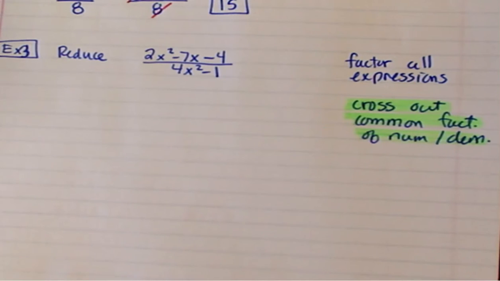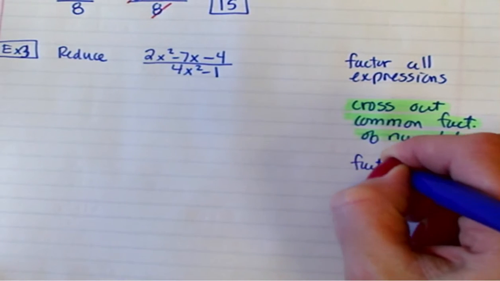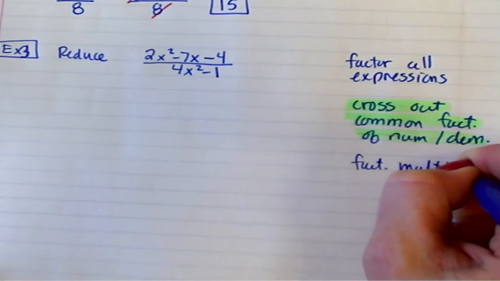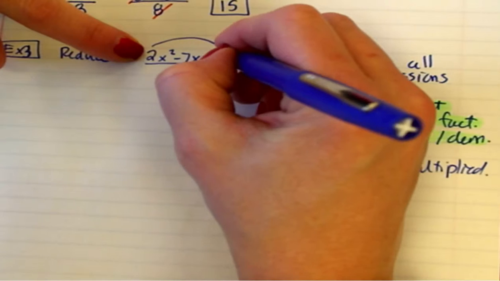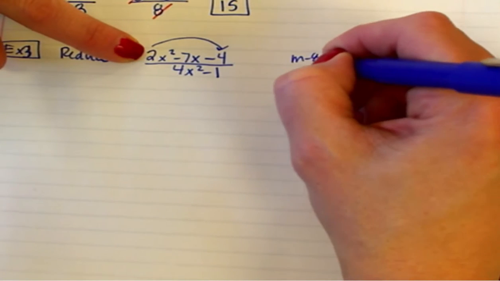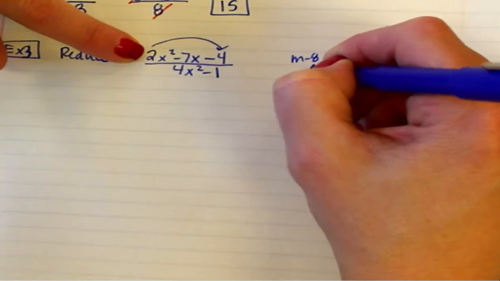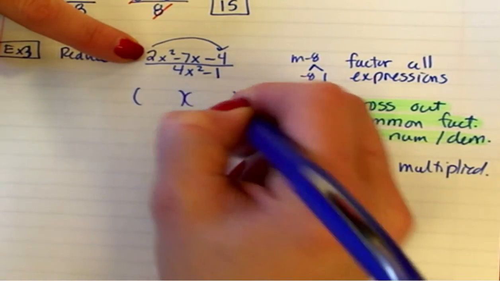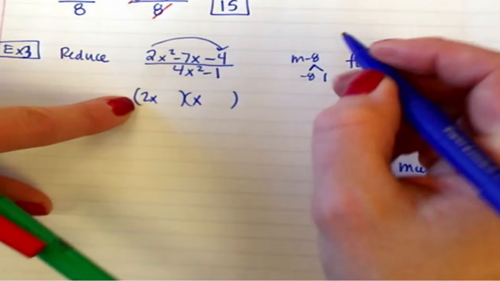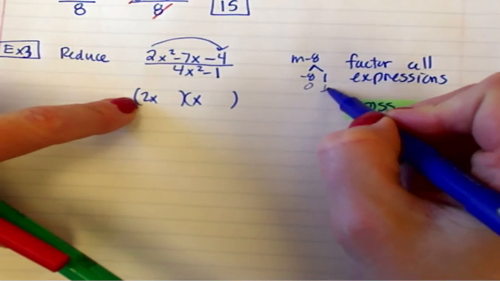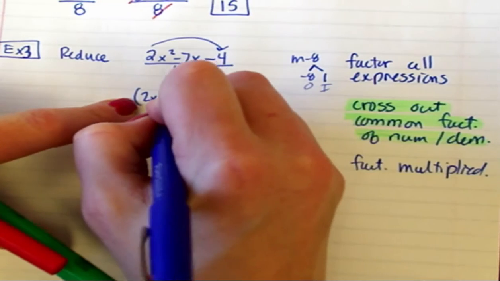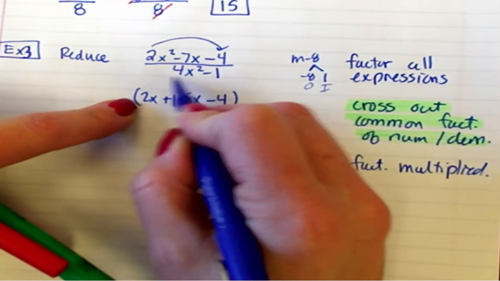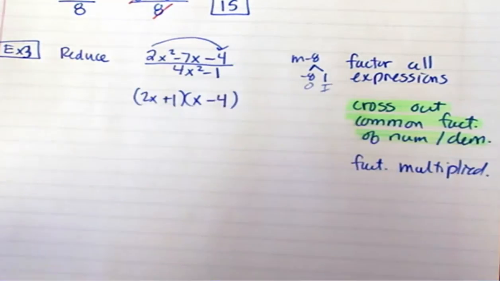Okay, you can only cross out common factors. Factors are multiplied. So the first thing I'm going to do is multiply negative 8 and add to negative 7. I'm going to do guess and check. I'm just going to try to make this work. So I need outer and inner. So 2 times negative 4. 2x squared minus 8 plus 1. Okay, so that works.